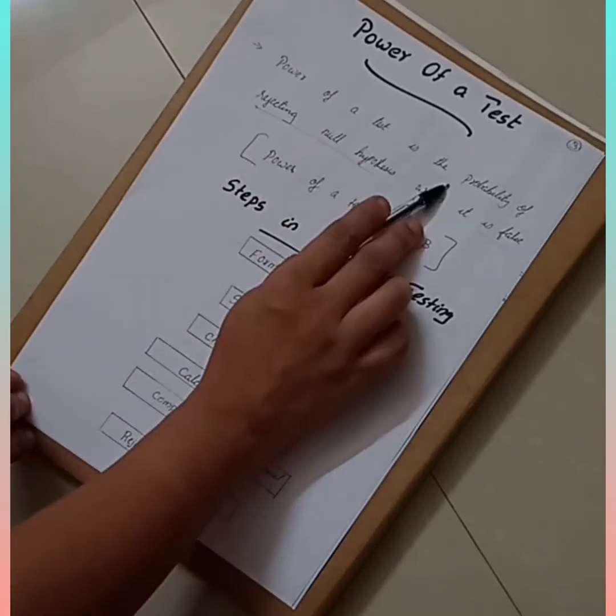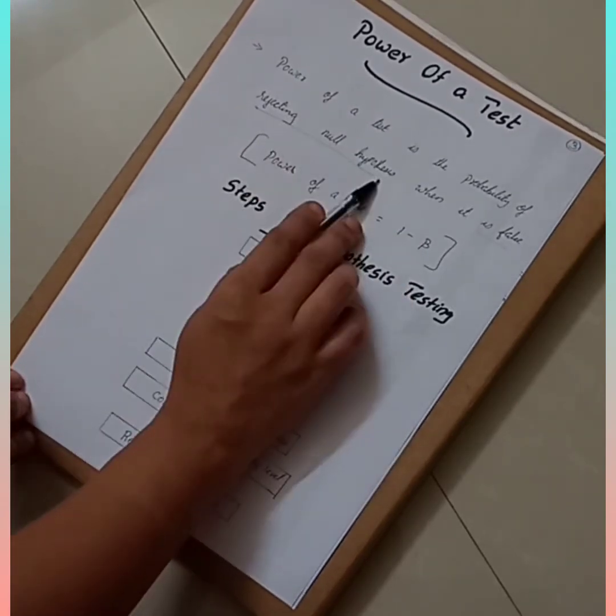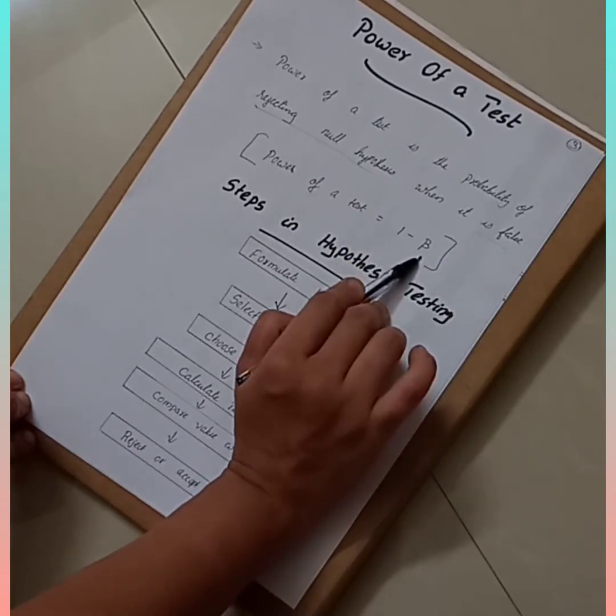So the power of a test is 1 minus beta, that is rejecting the null hypothesis when it is false. That is 1 minus beta.